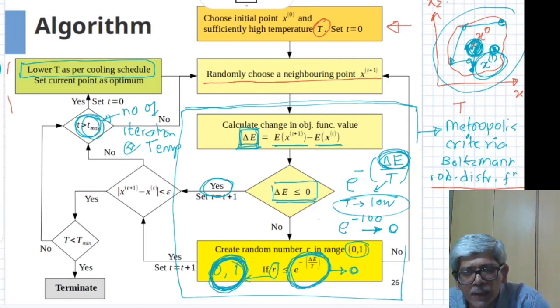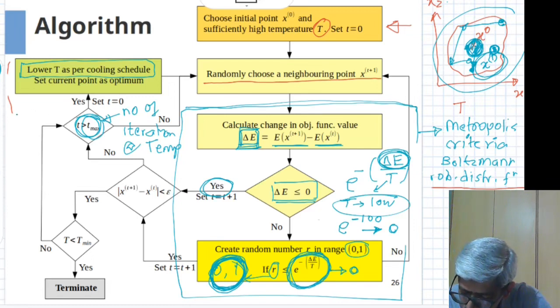It may not always be the global minima. Probabilistically or by experiments, by proper tuning of the parameters, you can make this algorithm converge towards the global minima for your class of problem.